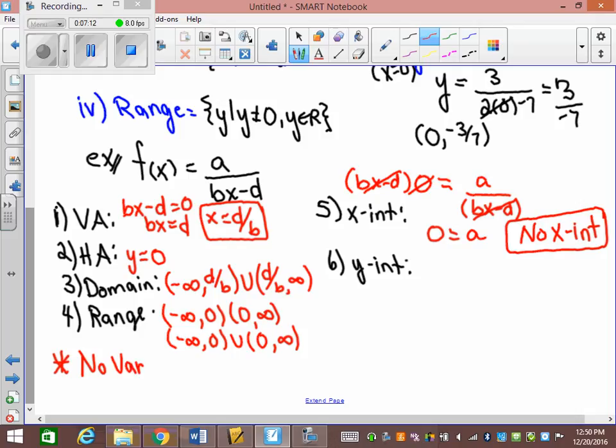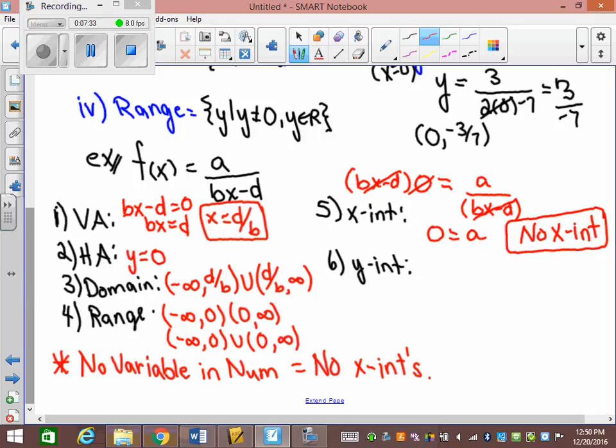No variable in numerator equals no x-intercepts. Because you only have a variable in your denominator and you bring your whole denominator up and multiply by 0, it goes away. You have no variables left. Can't solve for a variable if it doesn't exist.